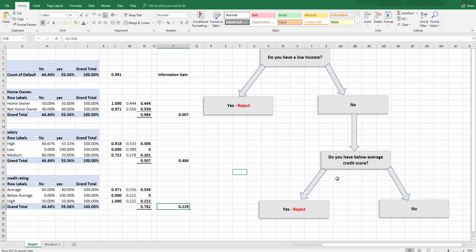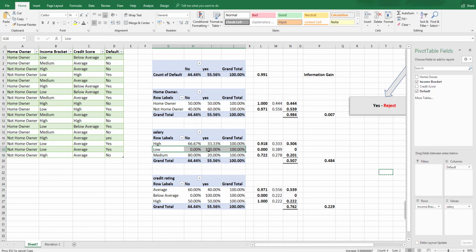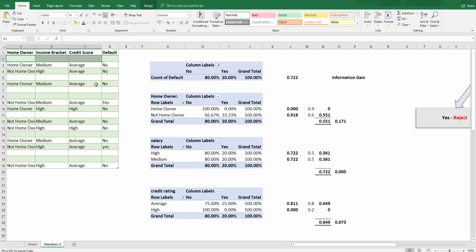So we can then put into our decision tree our next question. Do you have a below average credit score? As a yes or no answer. If the answer to this is yes, then we're going to reject it. If it's no, we're going to move on to the next iteration. Now we know that everybody with a low salary is going to default on the loan, and everybody with a below average credit rating is going to default on the loan. So on our next iterations, what the machine learning algorithm will do is remove these line items from the calculation, and it'll recalculate the entropy and the information gain on each item.